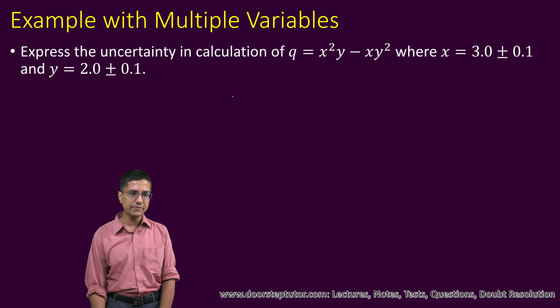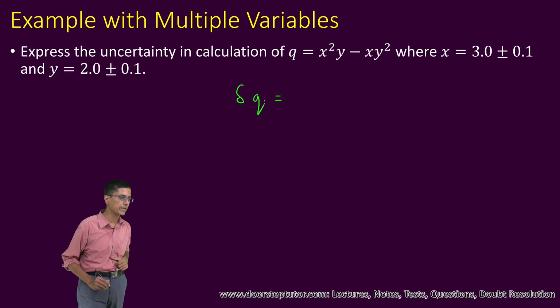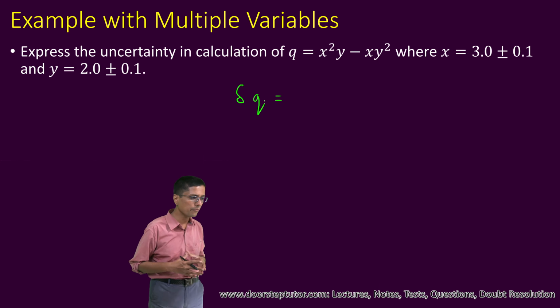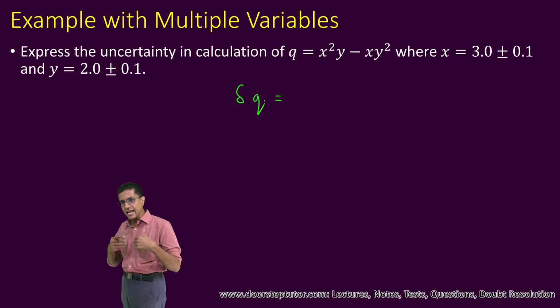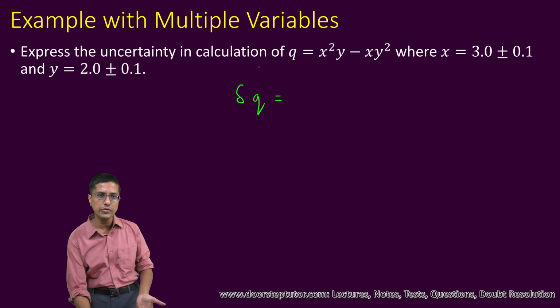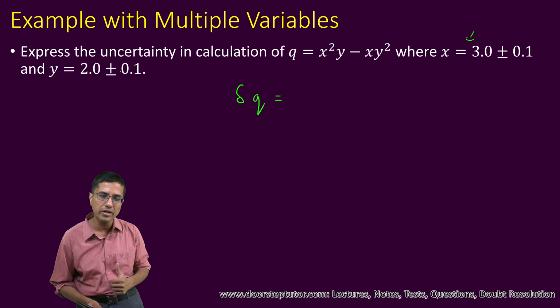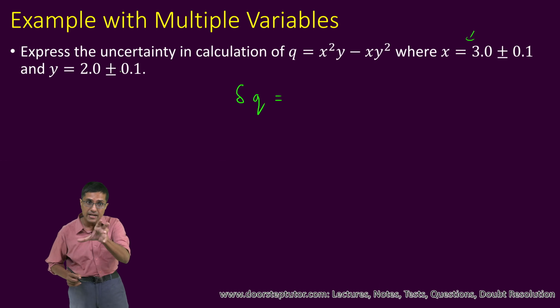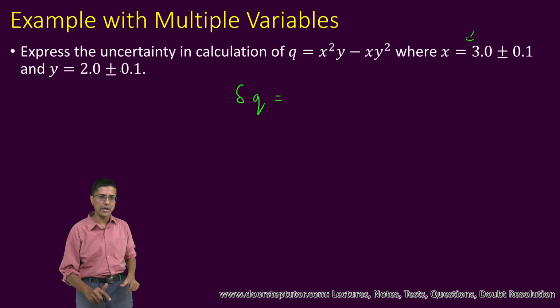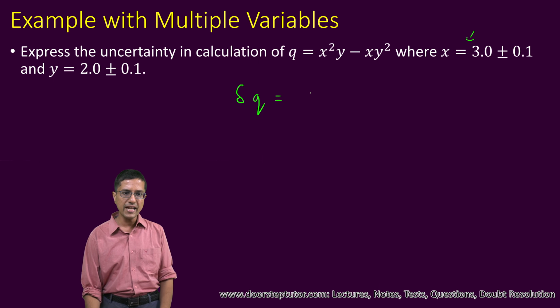But the idea is, the error in q has two components, if you think about it. The error in q will be because of the error in x and because of the error in y, because q is a function of both x and y, and both x and y have been measured. They are both measured quantities. None of them is really constant. Both of them have errors. So this error in q, this delta q, will really have two components. One is the error because of x plus the error because of y.